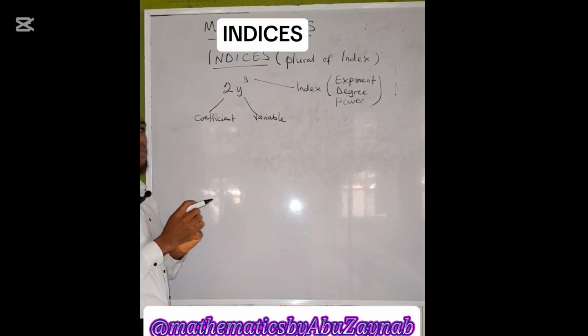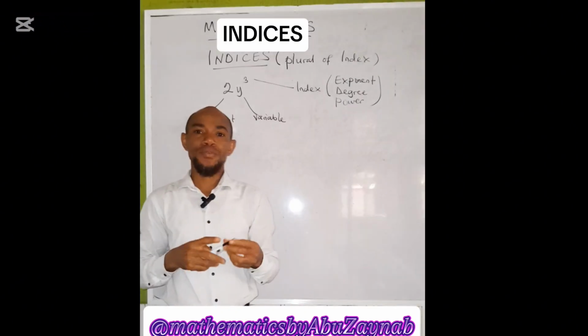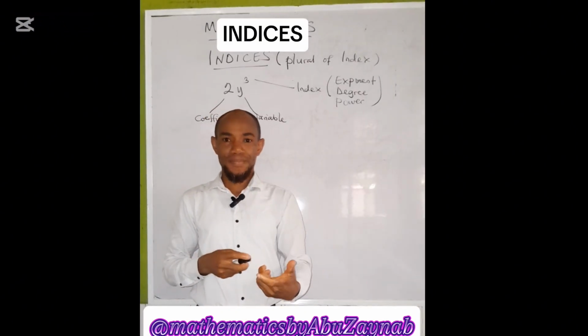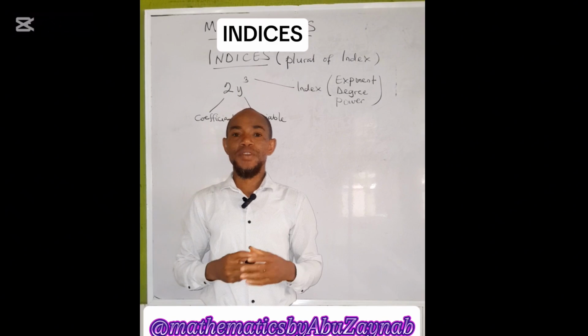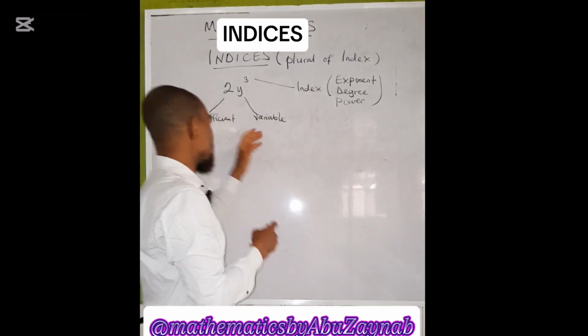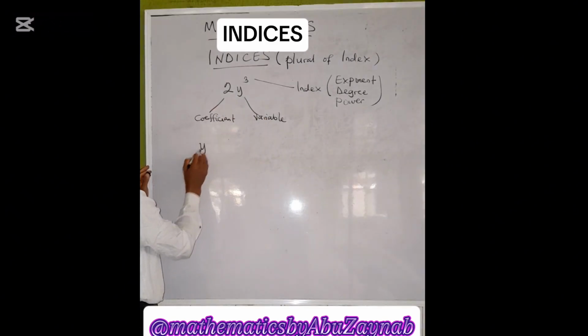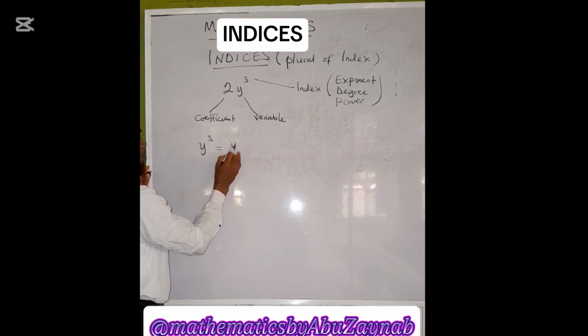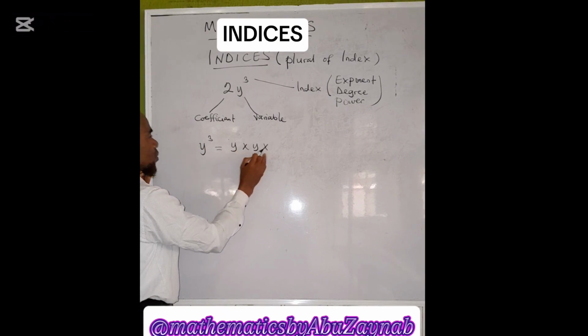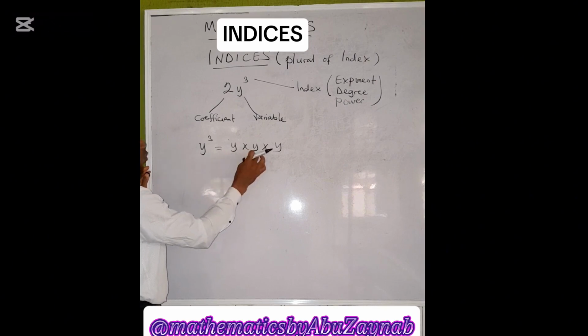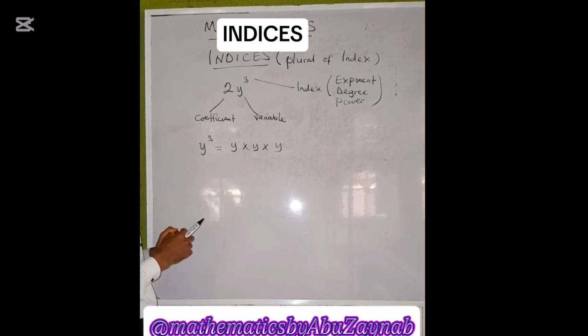Index, by definition, is the number of times a variable is multiplied by itself. So, for example, when we say y cubed, it means we are multiplying y by itself in 3 places. So, y times y times y, that's y cubed.